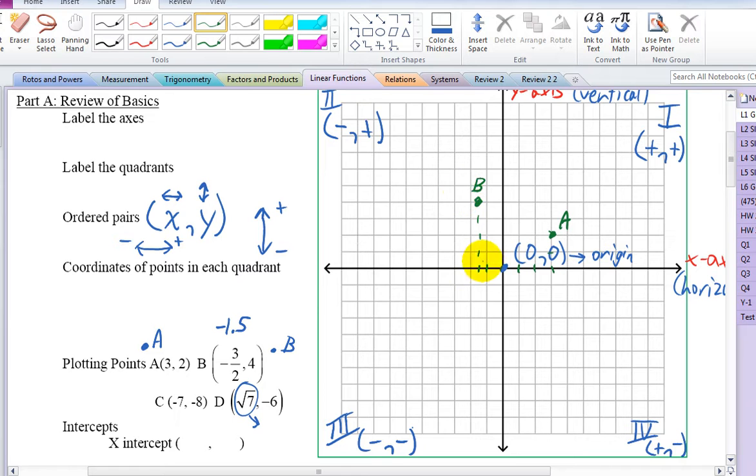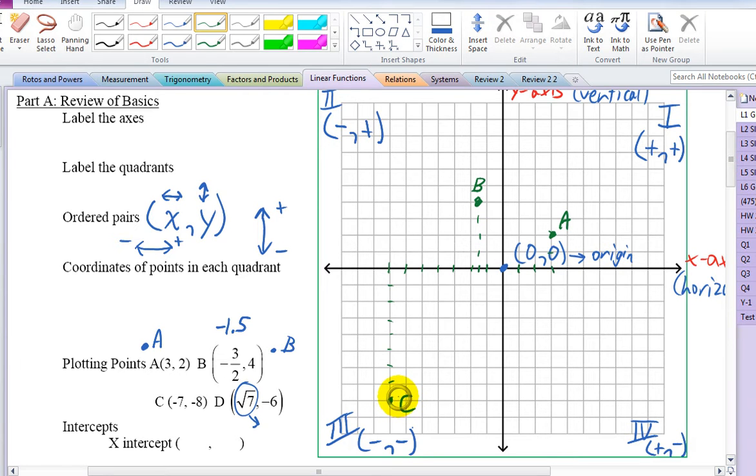C, negative 7. Negative 1, 2, 3, 4, 5, 6, 7. And then down 8. Because it's negative, I go down. 1, 2, 3, 4, 5, 6, 7, 8. And that should be labeled C, right down here. Negative 7 on my x, negative 8 on my y.